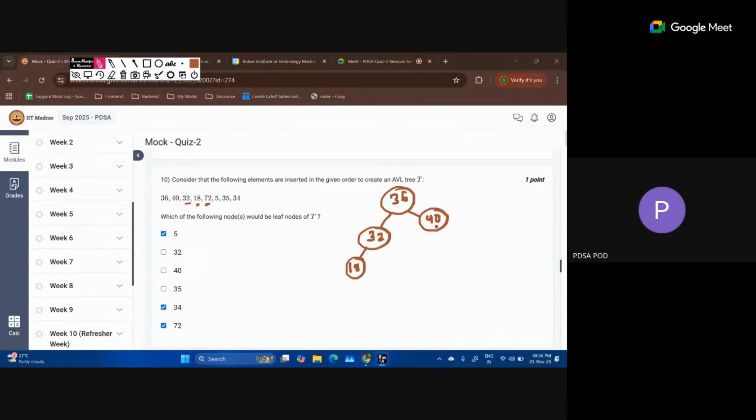So we go to the right child of 36. Right of 40. So we insert it as right of 40. 72. Okay. Till here, everything is fine. After this, this is the thing. Balanced. 40 is balanced. This is 1 and 0.